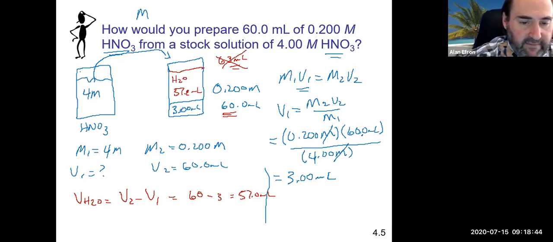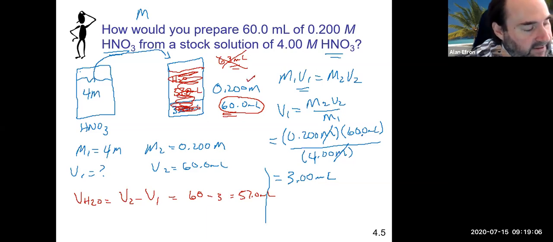So our 57 milliliters of water plus our 3 milliliters of the nitric acid gives us a grand total of 60 milliliters, which is what we're shooting for. And if I mix this up really well, it will apparently turn red. And I will have a solution that now has a concentration of 0.2 molar and 60 milliliters. So a very common dilution type question is just that.